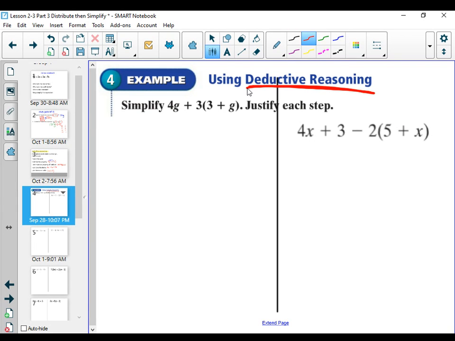No negatives, that's a good thing. Then look for distributing every time. Oh, I see it. 3 times 3 is 9. 3 times 1G, 3G.